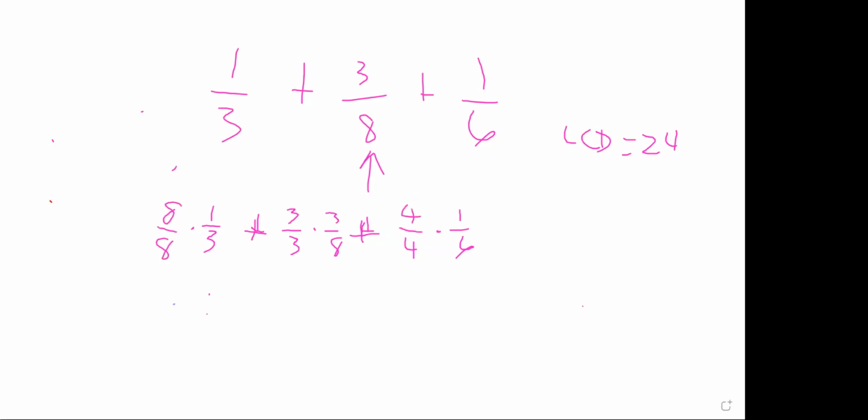And then now I'm going to work it out. I've got 8 times 1 for this first one is 8 over 24 plus. For this one, we've got 9 over 24. And then we've got 4 over 24, like that.